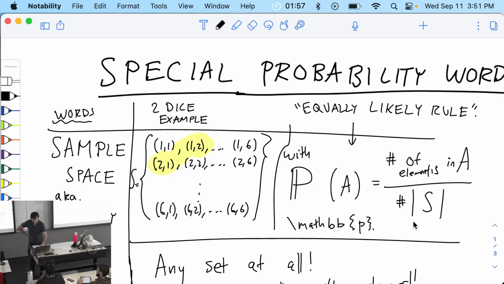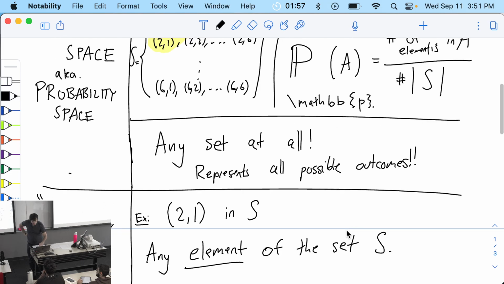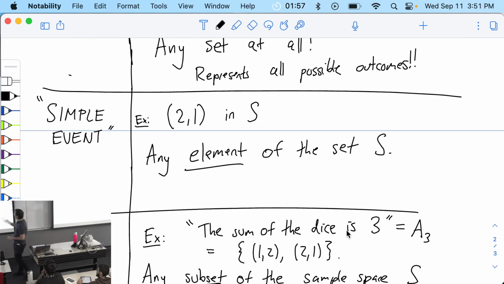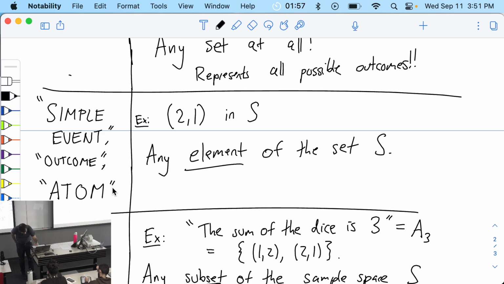Okay. Let me add, on my note here, I see that simple event has a few other aliases. Another one sometimes people use is outcome. So sometimes people will say an outcome. Another one that I really like, that is maybe less common for elementary probability theory but later becomes more important, is something I call an atom.